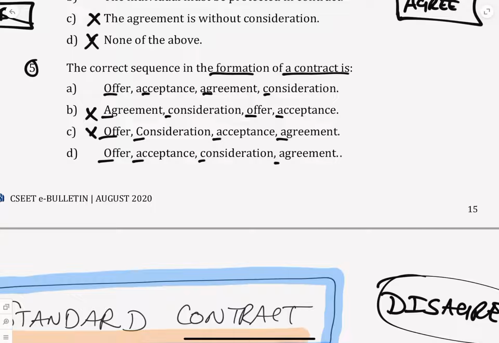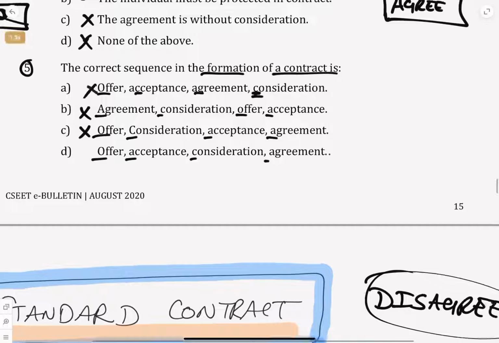Correct? So we have offer, acceptance in the first one. Then there's this consideration concept. But please remember, first we should agree what is the consideration, what is each one giving the other party. So even this cannot be the answer. So obviously the answer will be D.